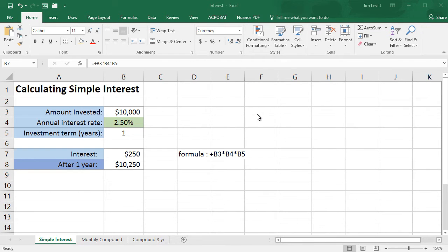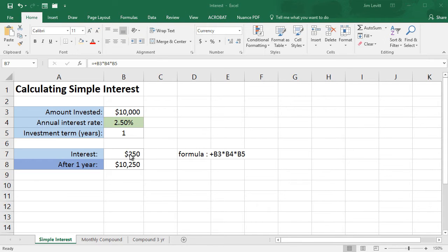In this tutorial in Microsoft Excel, I'd like to show you several different ways in which you can calculate interest. The first one is very straightforward and uncomplicated. It's called simple interest. We invest $10,000 at a rate of 2.5% for a term of a single year.